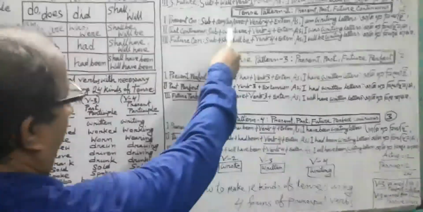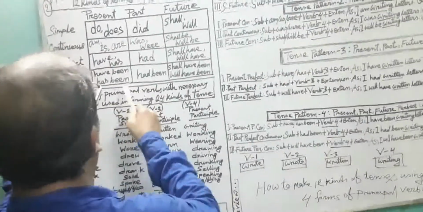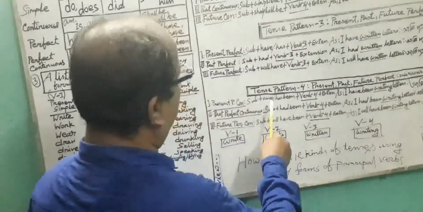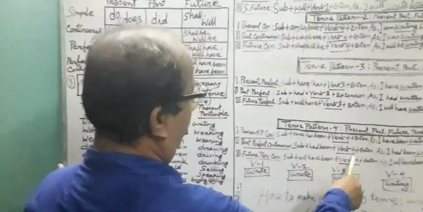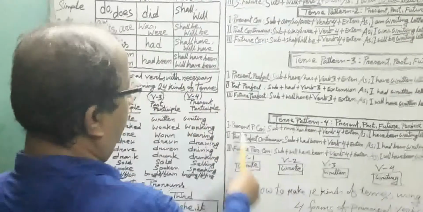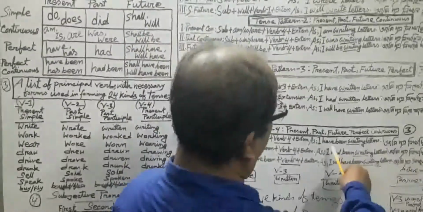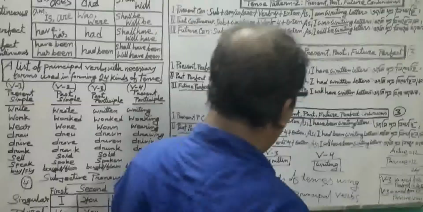But how can we identify them in that case? You can identify them by the auxiliary. Am, is, are, was, were, shall be, will be are the auxiliaries of continuous tenses, and have been, has been, had been, and shall have been, will have been are used with perfect continuous tenses. Subject have been or has been, verb 4, extension. Subject had been for past perfect continuous, then verb 4. And for future perfect continuous: shall have been, will have been, verb 4. Example sentences are: I have been writing letters, I had been writing letters, and I will have been writing letters.